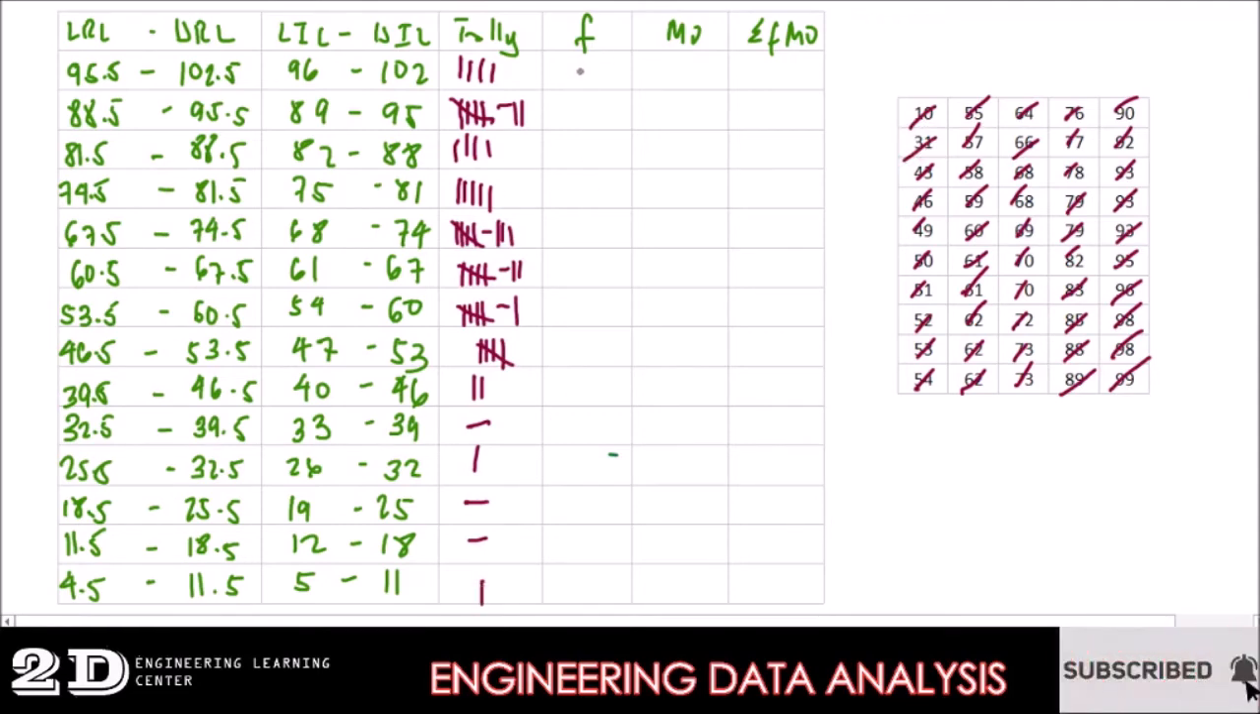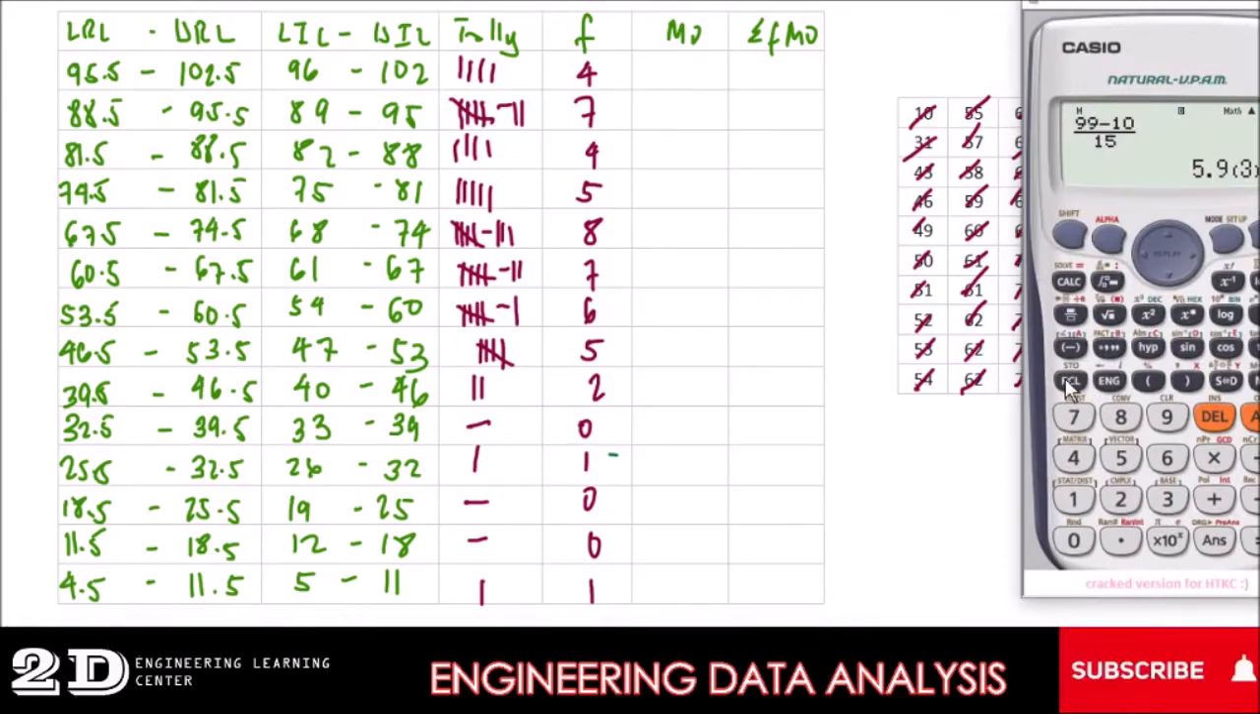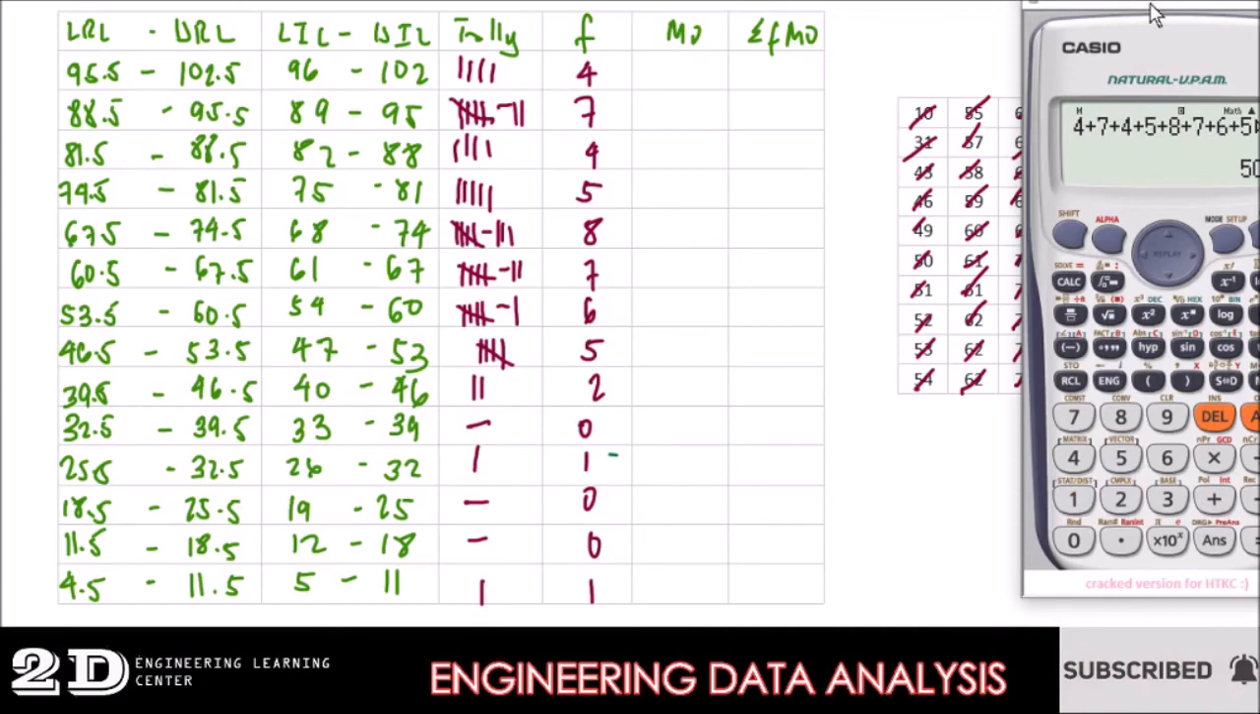So let's have the frequency. This will be 4, 7, 4, 5, 8, 7, 6, 5, 2, 0, 1, 0, 0, 1. Okay, let's check first if this is equal to 50. So we have 4 plus 7 plus 4 plus 5 plus 8 plus 7 plus 6 plus 5 plus 2 plus 1 plus 1. So that is equal to 50.